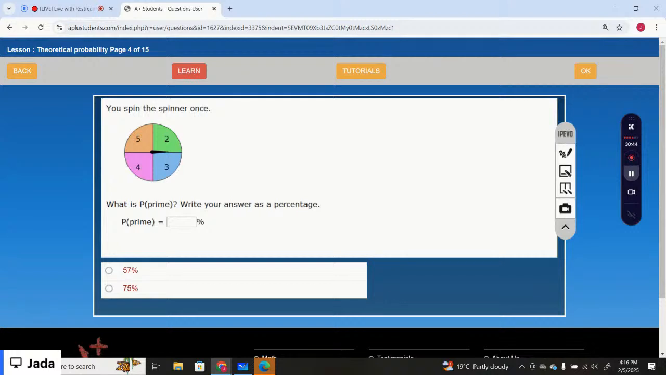You spin the spinner once. What is the probability of prime numbers? So you have 2, 3, and 5. Three of the numbers are prime. So that is 75%. Option number 2 is the correct option.